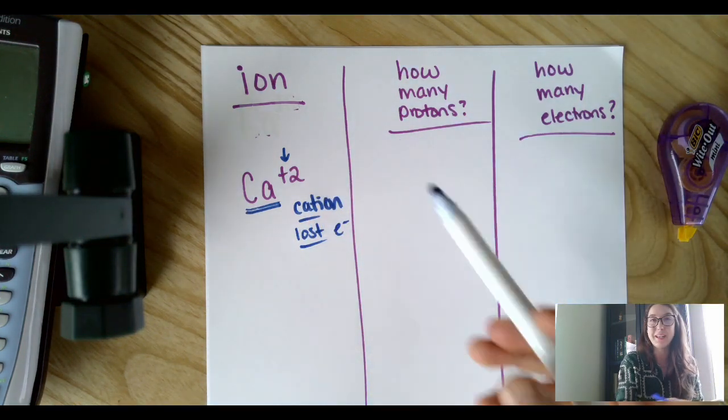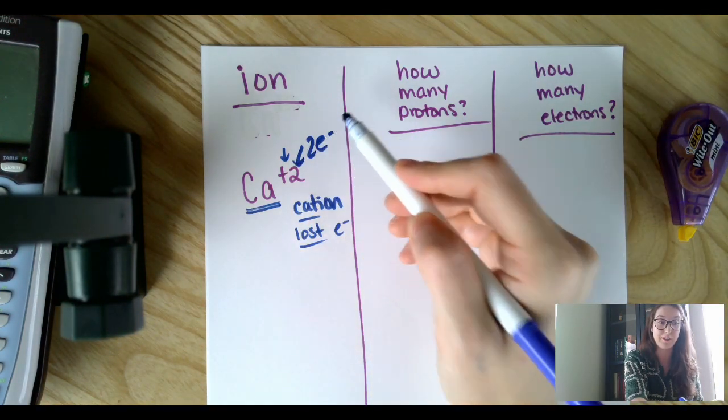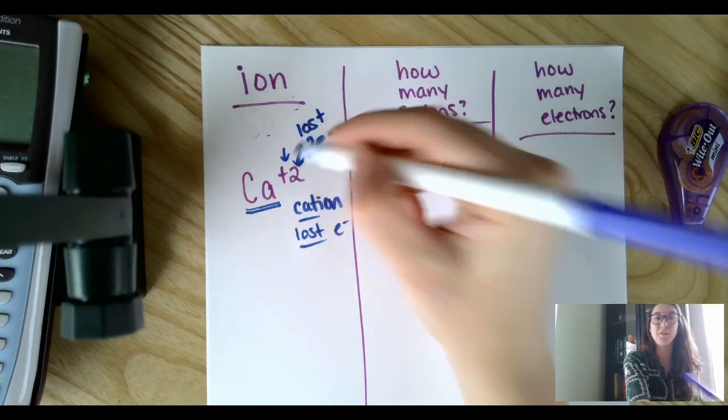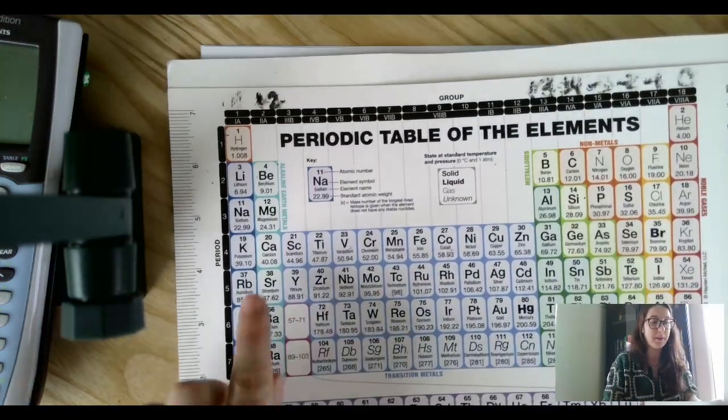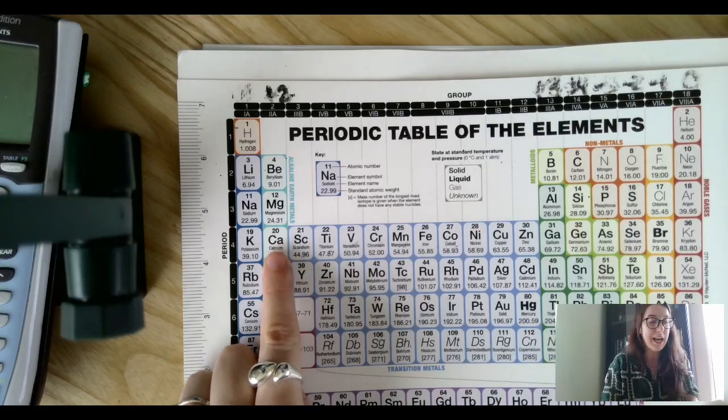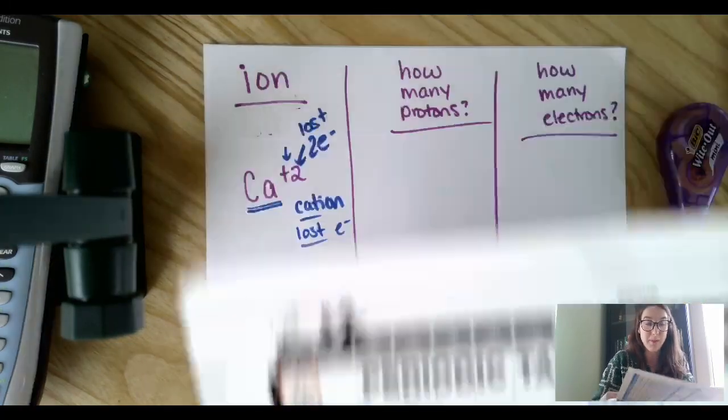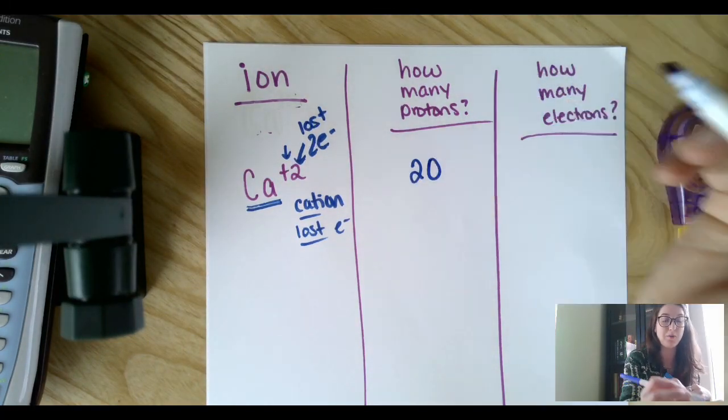And how many to be exact? It lost 2 electrons, okay? Because of the plus 2 sign. So here's how you apply it, okay? I go to calcium on the periodic table. I see it's right here. Calcium has an atomic number of 20. That means it has 20 protons.